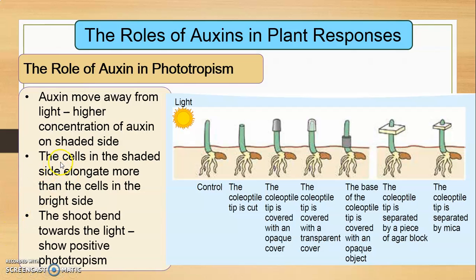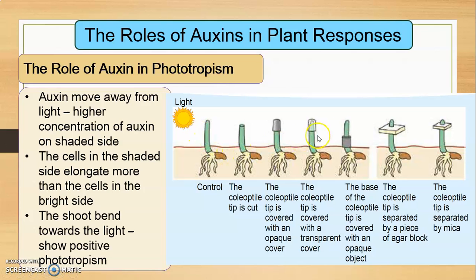Okay, why does the shaded side elongate more? Because the shaded side has a higher concentration of auxin. Why is there a higher concentration of auxin on the shaded side? Because the auxin always moves away from light. And then the third concept, the shoot bends towards the light. So it will show positive phototropism. So there are three concepts that you should know about the role of auxin in phototropism.